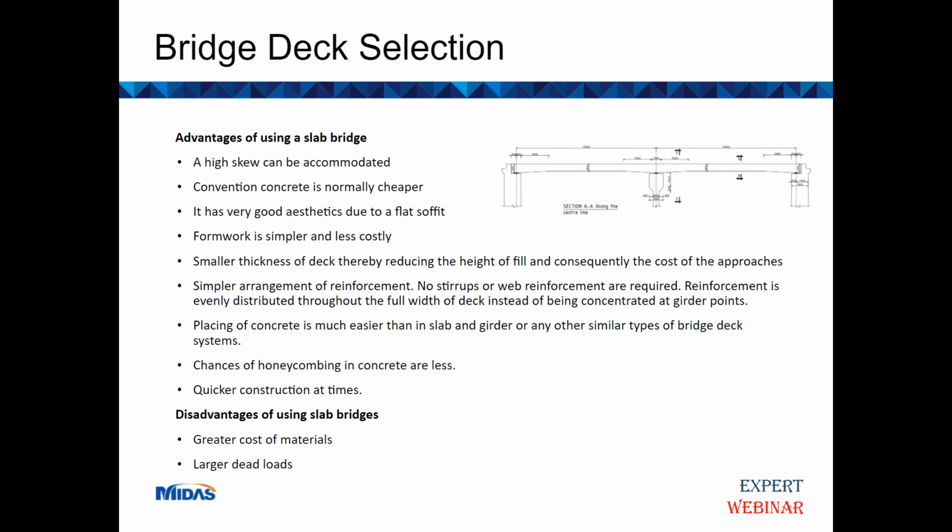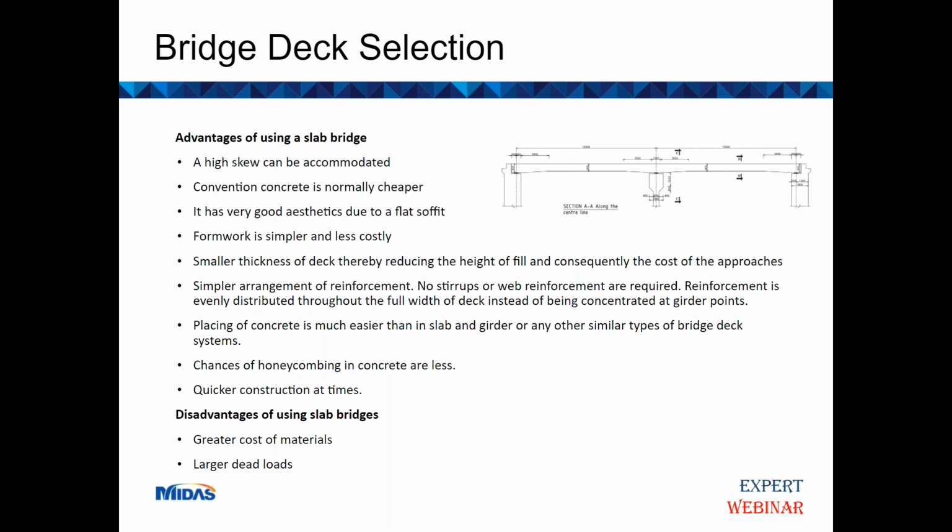Then here in a slab bridge, you use conventional concrete, which is normally cheap. It has very good aesthetics because you have a flat soffit. The formwork is simpler and less costly. You have smaller thickness of the deck. You can see this is just 800. From afar, it's a very small thickness. It's simpler arrangement of reinforcement.